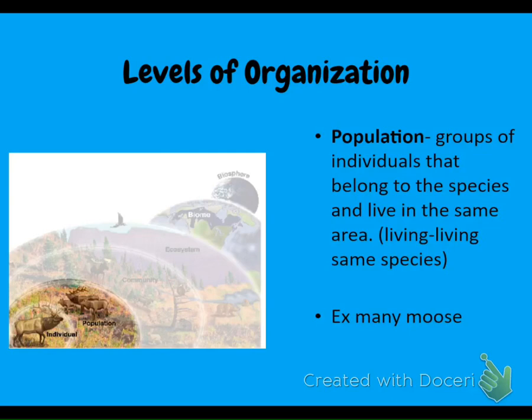An example would be all the caribou in this area. So there's another way of saying it: groups of individuals or organisms that belong to a species and live in the same area. So many moose or many caribou or many pine trees. I'm going to take notes on what a population is.